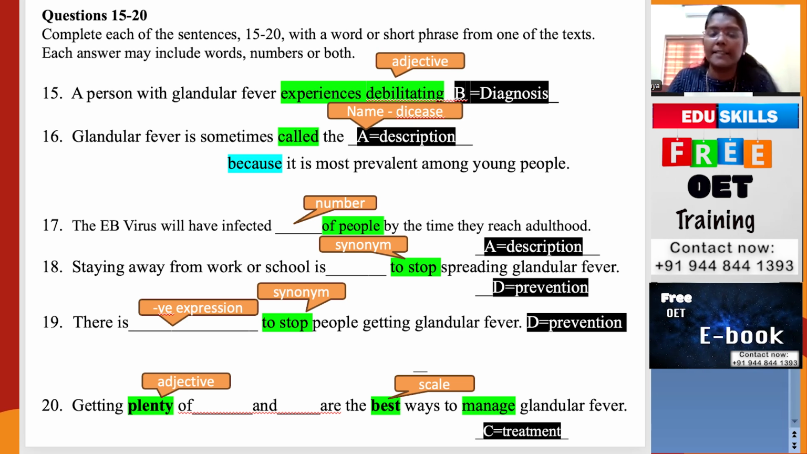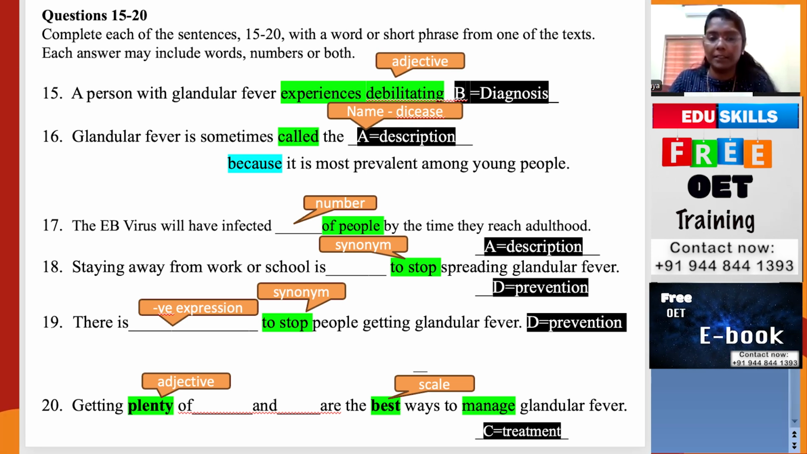Then next, in the second line we can see EBV. This is the abbreviation, so underline that also. Then below that we can see kissing disease. That also you have to underline, that is the name. Then mostly there is a scale expression. Then 90 to 95%, that is a number as well as a percentage. Then you have to check whether you have underlined or not.